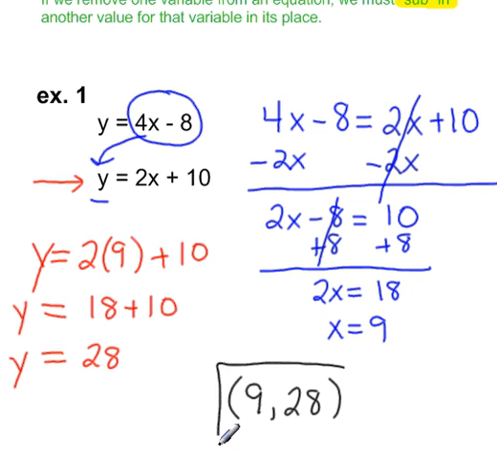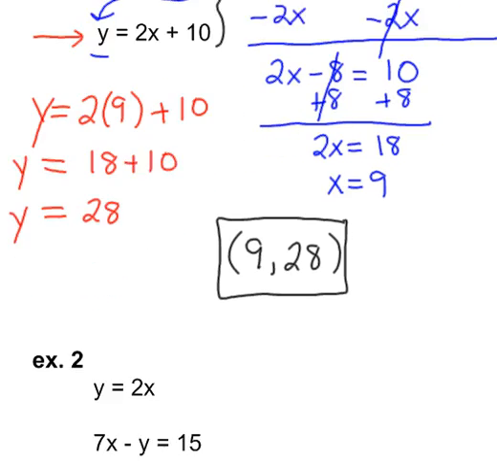And what this answer means, this is telling me exactly where these two lines are intersecting. So if we were to graph these two lines, we would see that they'd intersect at the point 9, 28. So this is a one solution type of system.